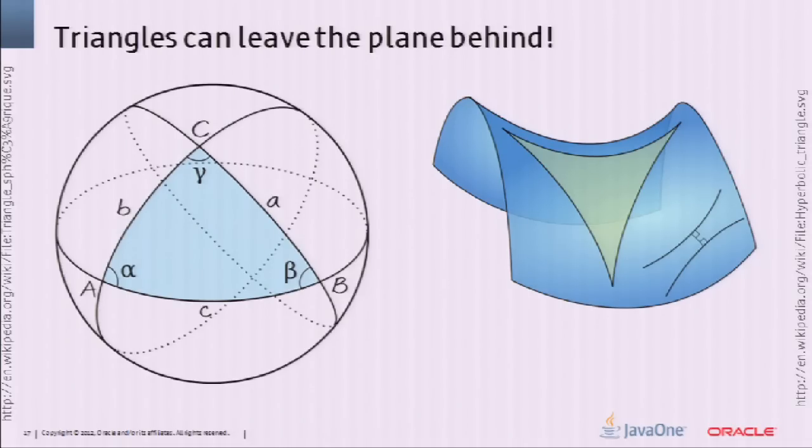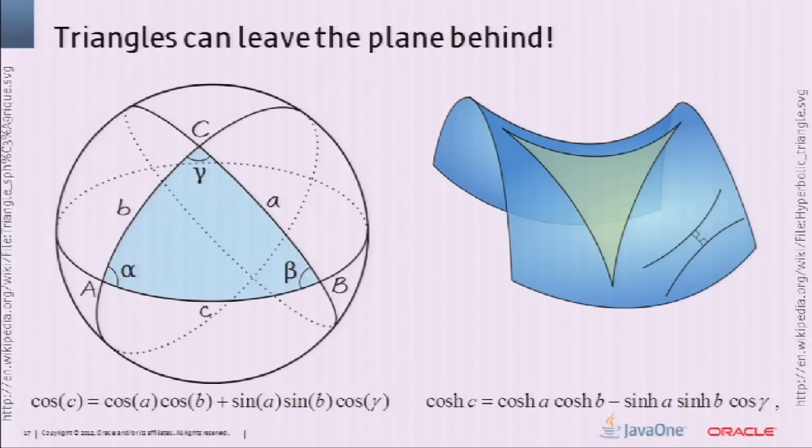And if you make these different assumptions, you get equally valid geometries as a result. They're equally valid mathematically, but the results look a bit different. For instance, these are the cosine rules you get in elliptic and hyperbolic geometry.